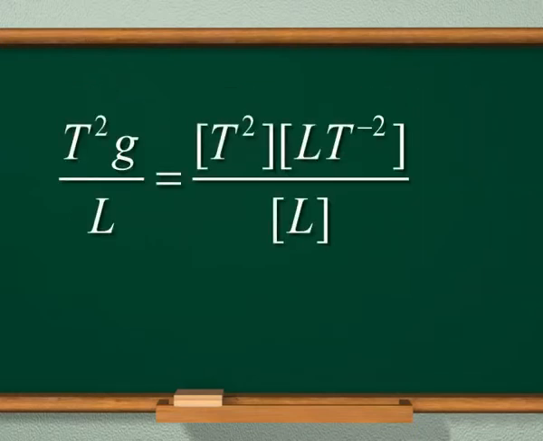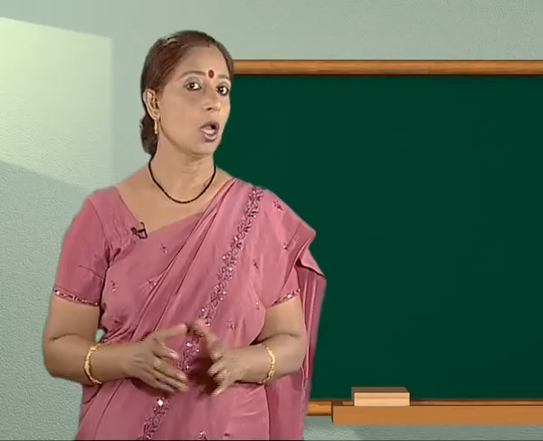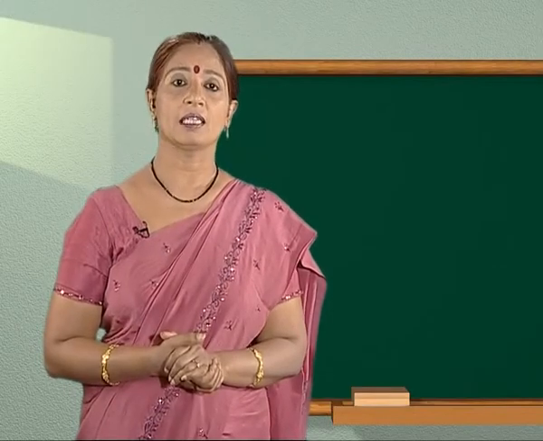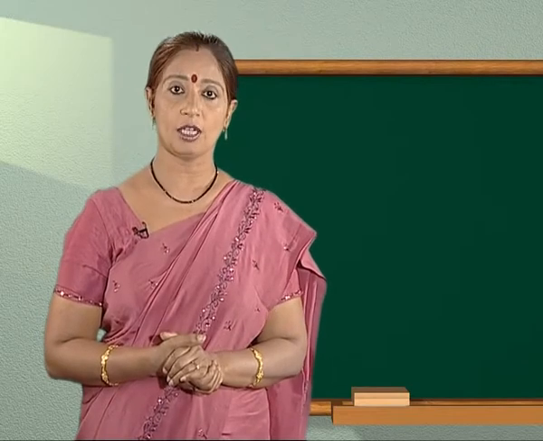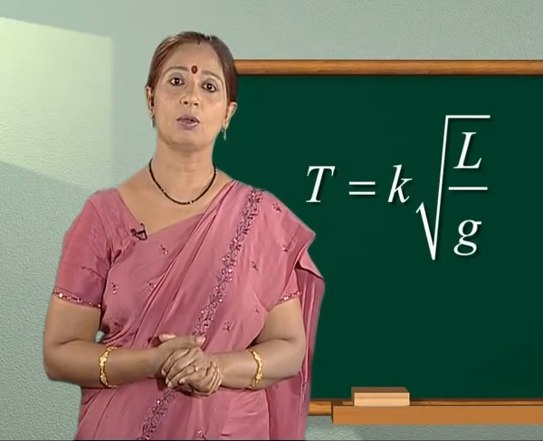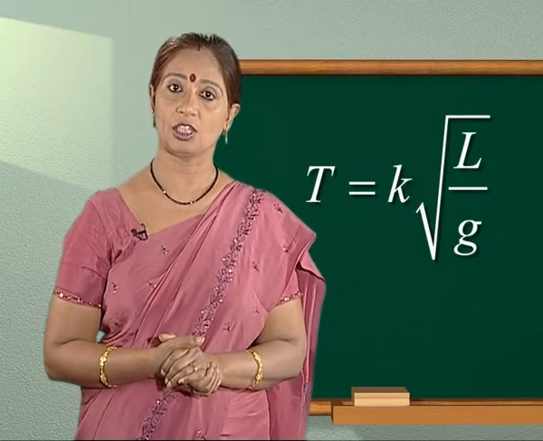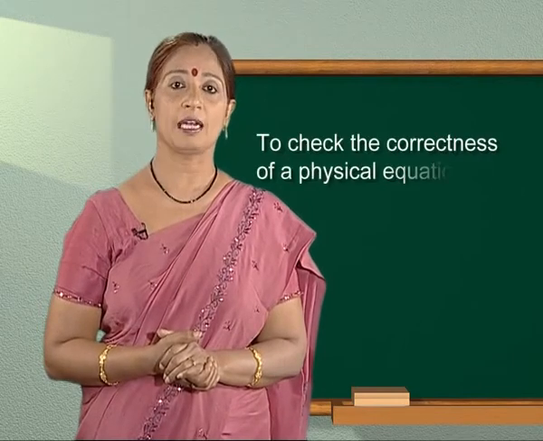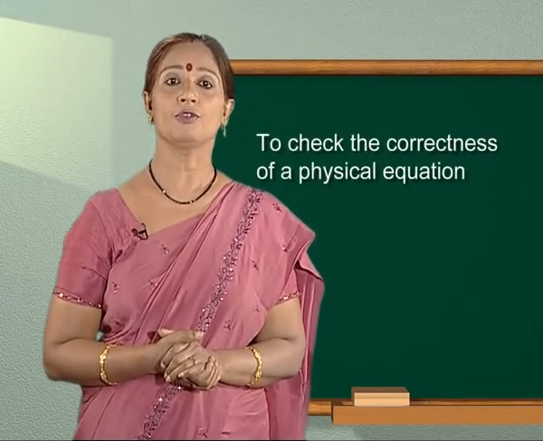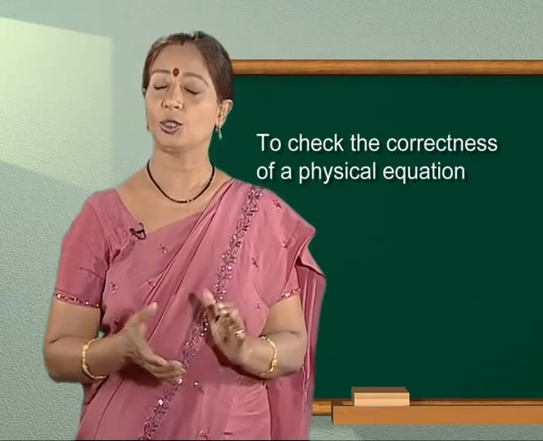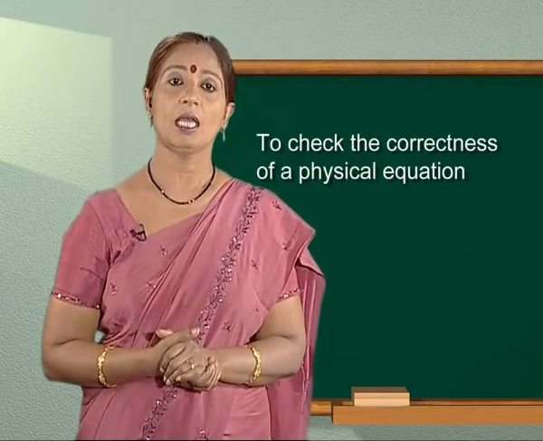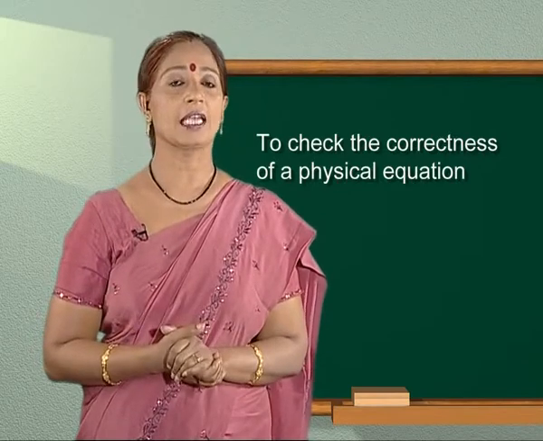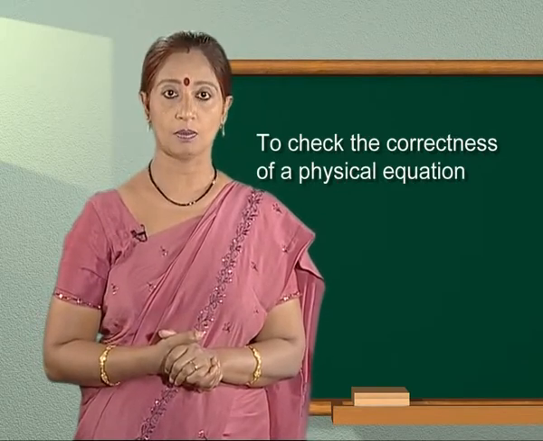Another dimensionless group may be T square into g divided by L. This is equal to a constant. On rearranging, we get a relation for time period according to which T is equal to square root of the ratio of L and g into a constant. Thus, grouping of dimensionless parameters helps us to determine the form of relation and to determine dependencies. In this case, time period is independent of mass of bob.